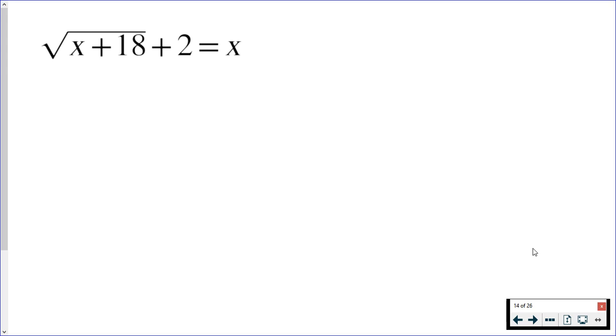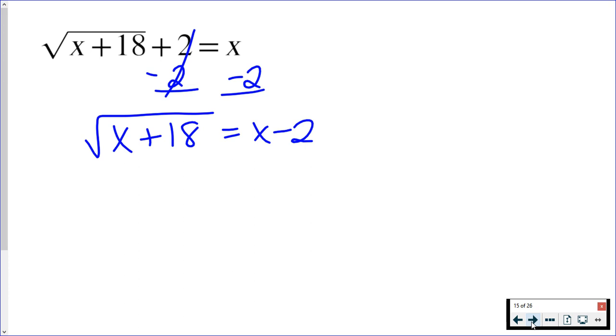So if I want to get the square root by itself, the first thing I'm going to do is subtract 2. And now we have x minus 2 on the other side. Now that the radical is alone, I can get rid of it by raising it to whatever power matches its root. Since the square root technically has a root of 2, I'm going to square both sides.